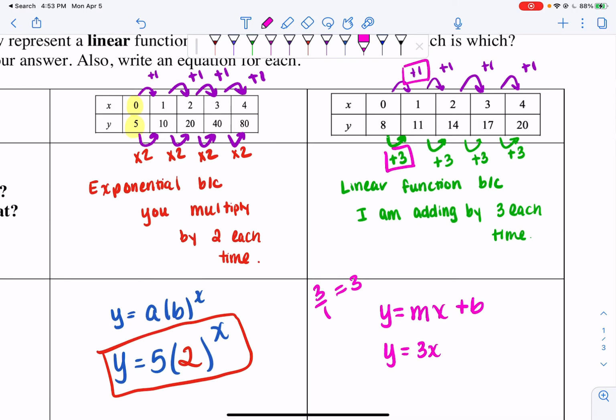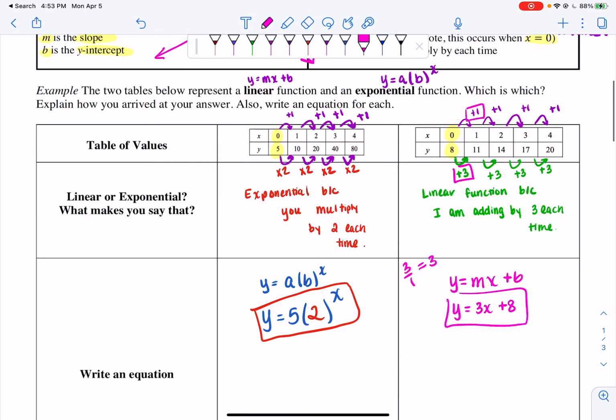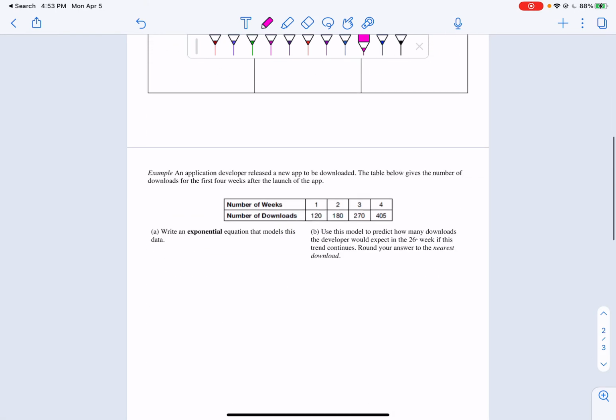And my y-intercept occurs when x is 0. So if I look, when x is 0, I get an 8. So my y-intercept is 8. And that's your equation for this table. All right, let's go on to our next example.